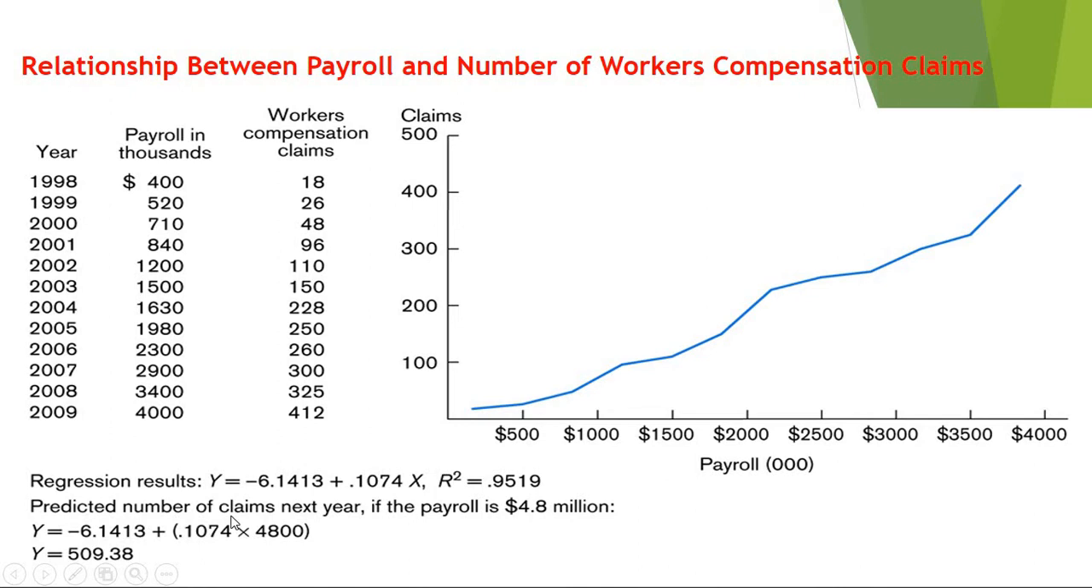Also assume that it is predicted that the payroll for the next year will be 4.8 million, or 4,800,000. In this case, you need to predict the total number of workers' compensation claims. If you insert the value 4,800,000, you'll find that next year's total workers' compensation claim will be 509.38. This is how regression analysis can be used to predict losses.